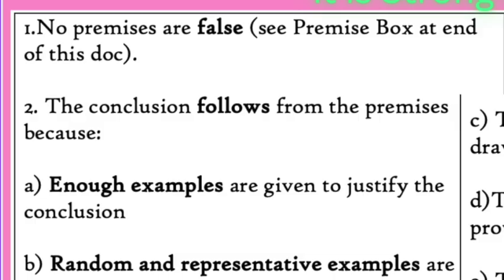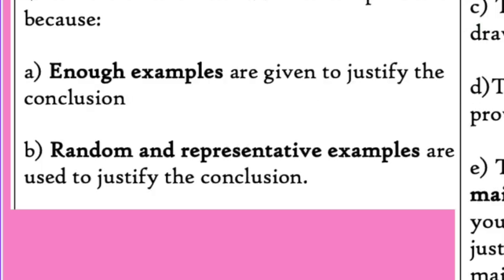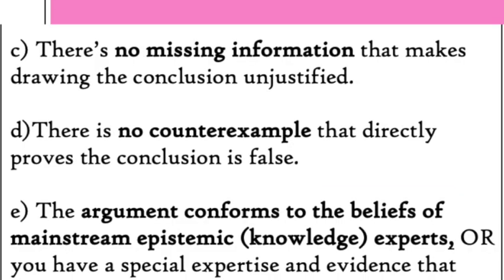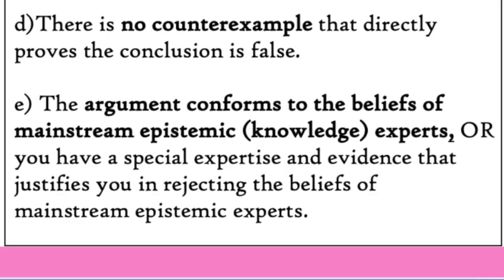No premises are false. The conclusion follows from the premises because enough examples are given to justify the conclusion. Random and representative examples are used to justify the conclusion. There's no missing information that makes drawing the conclusion unjustified. There is no counterexample that directly proves the conclusion is false. And finally, the argument conforms to the beliefs of mainstream epistemic, that is, knowledge experts, or you have special expertise that justifies you in rejecting the beliefs of mainstream epistemic or knowledge experts.